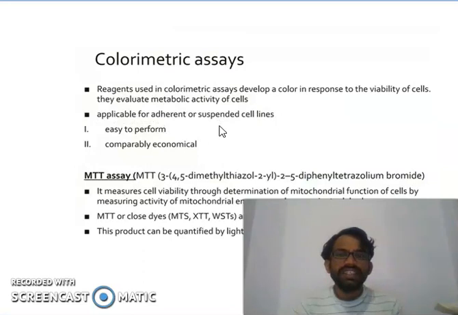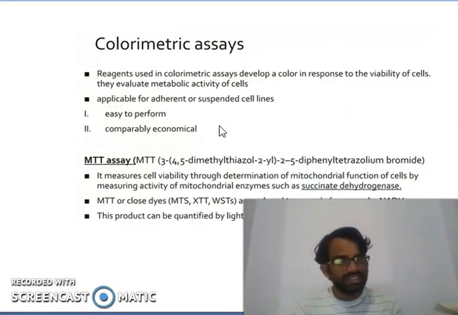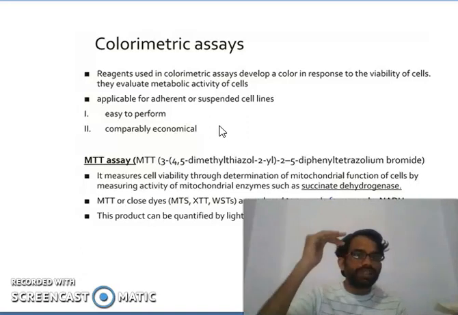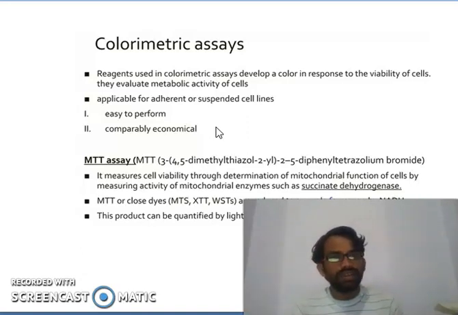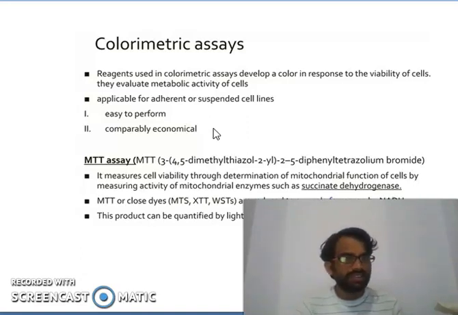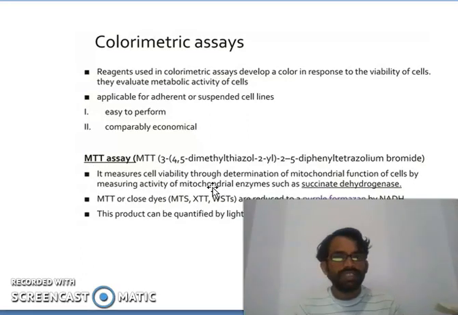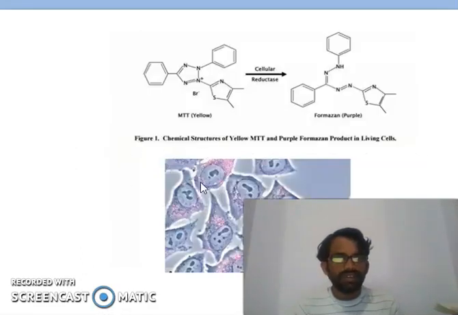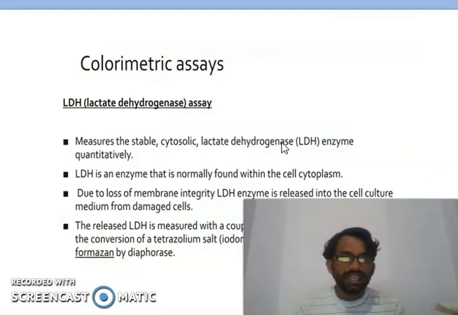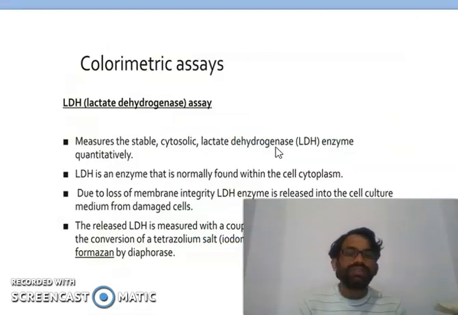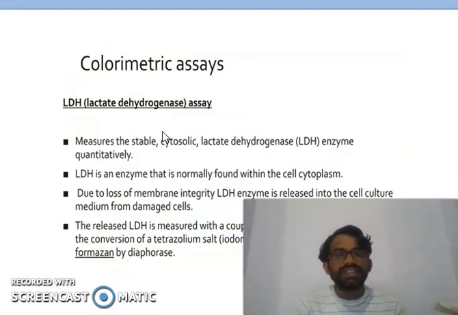Next, the colorimetric assays. The reagent used in a colorimetric assay develops color in response to the viability of cells, and evaluates the metabolic activity of cells. This is applicable for suspension and adherent cell lines. This assay platform is also comparatively economical. Here you can find the MTT assay method and how it looks. Colorimetric assays are also one of the methods to determine cytotoxicity.